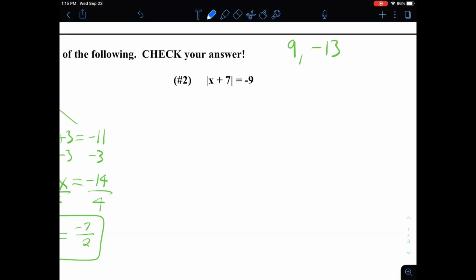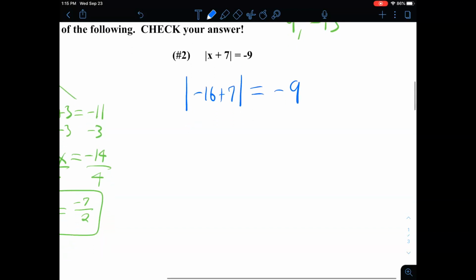Can we have a negative distance? Is that such a thing? No, it is not. Let's just plug in a couple numbers here. So I know that negative 16 plus 7 equals negative 9, right? Let's just plug it in. What do we got there? Negative 16 plus 7 is negative 9.